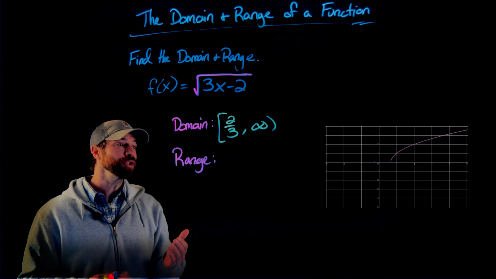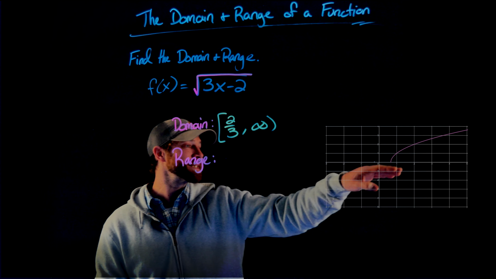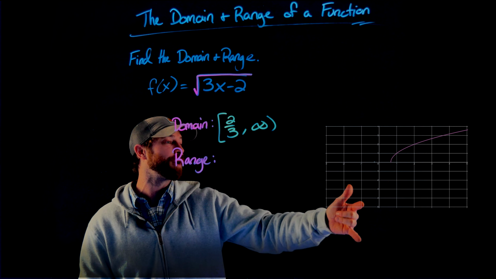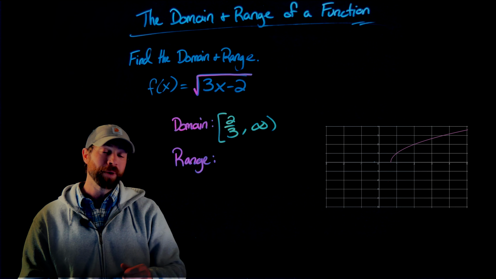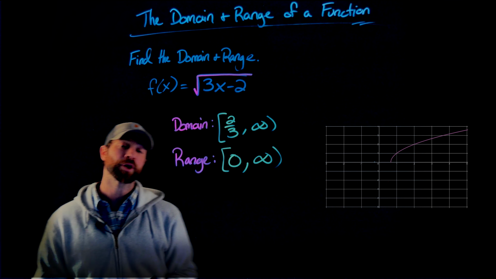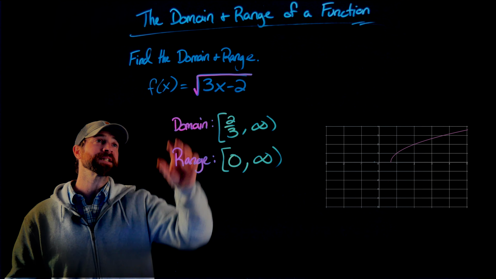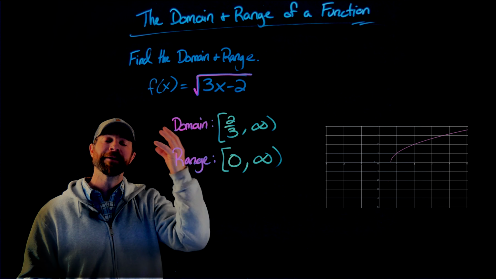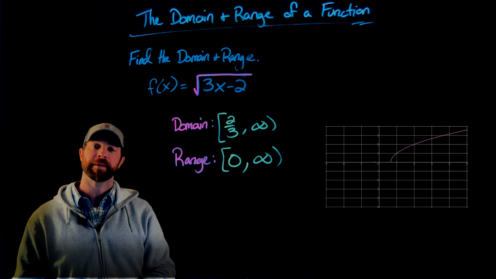For the range, you'll notice that this function outputs values only greater than 0. This function is not defined down here below the x-axis. It doesn't cover any of the negative part of the y-axis or the output axis. And for that reason, the range of this function is everything greater than 0, including 0. Mathematically, why this occurs is because the square root, again, if we ignore the stuff inside here, never outputs a negative number. It only outputs 0 or positive numbers.